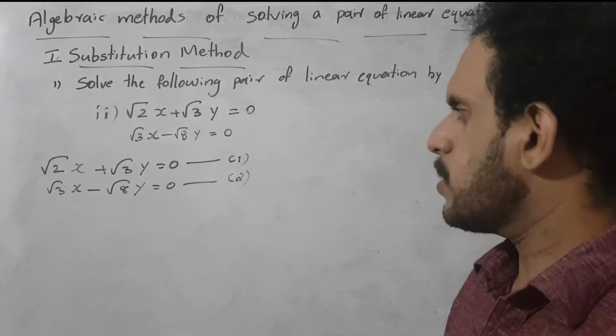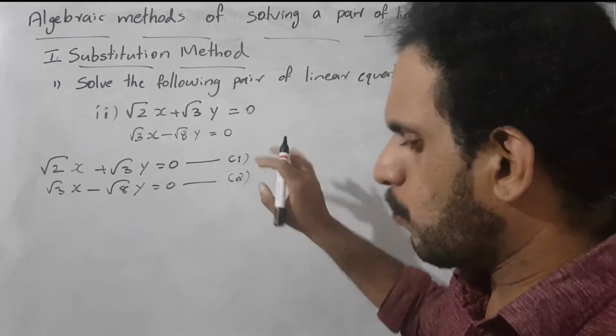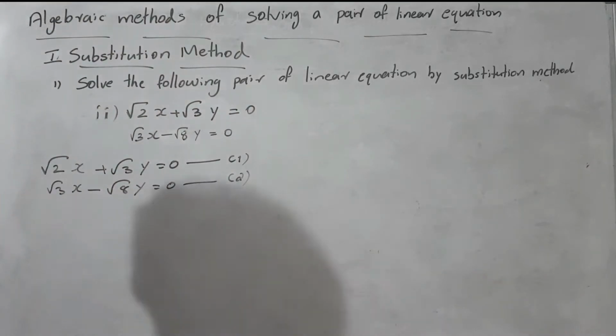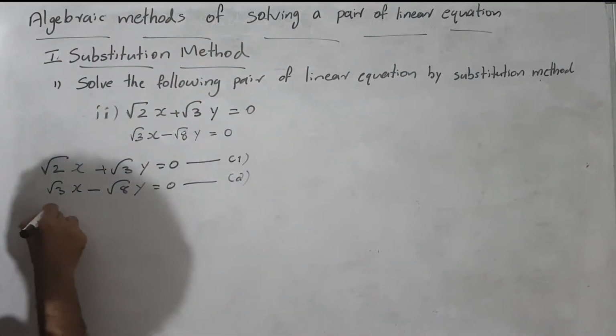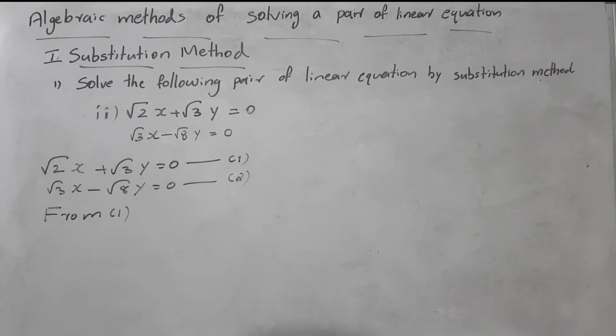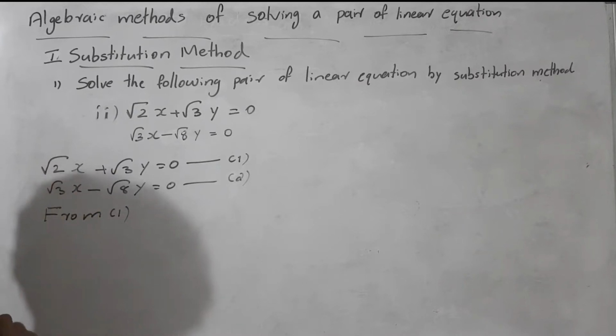Then which one is very easy to convert? Both are the same. Okay, then I start from equation 1. From equation 1, I am making the form of y is equal to something. Then what do we need to transpose? We need to transpose root 2x to the right side. Correct?